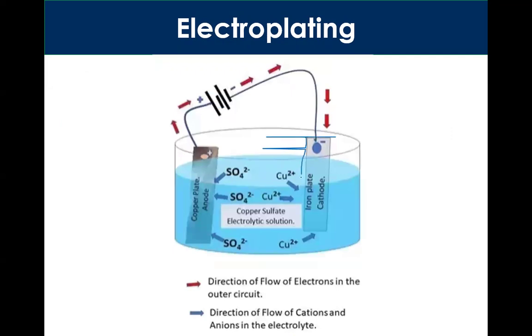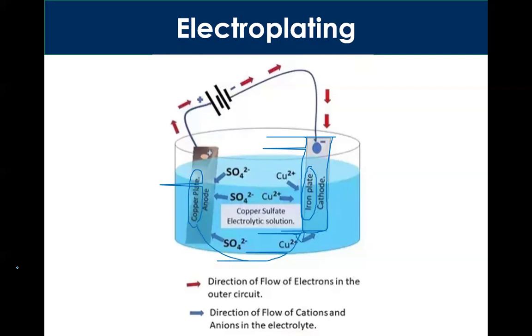Iron is very reactive, and in order to protect it from rust, you can just electroplate it with copper. So at the cathode, you'll have iron, because that's the metal that you want to electroplate or coat, right? And at the anode, or the positive electrode, you'll have the metal that you want to plate onto the cathode.